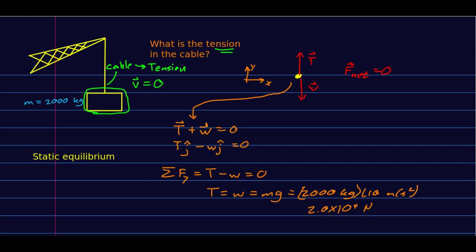Let's change something here now. Suppose that instead of being stationary, this crate is going at 1 meter per second up. Okay, the crane is pulling it up at a constant velocity. And let's see what changes. Now, your intuitive idea about this is probably that the tension must be greater. But let's see. It's going at a constant velocity up, isn't it?